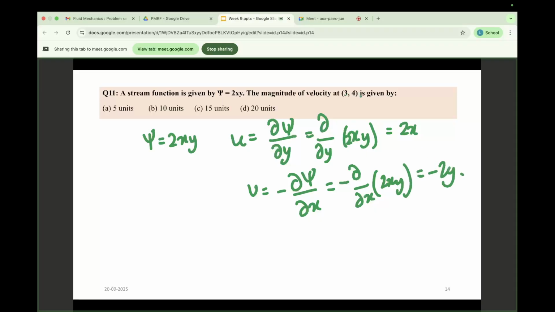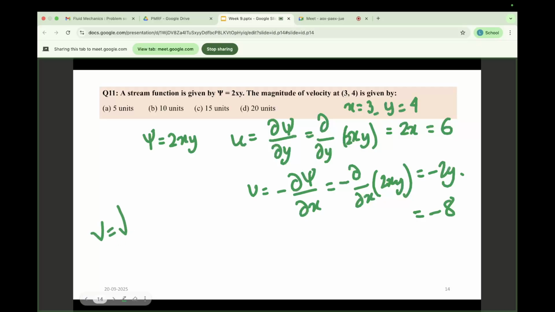So the point is given as 3 and 4. So 3 and 4 means here x is 3, y is 4, right? So in place of x, if I put 3, it should be 6. And in place of y, if I put my 4, it should be minus 8. Okay. So I get u and v, but the magnitude of velocity is given.